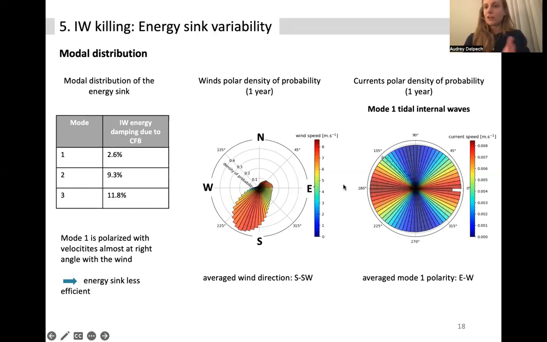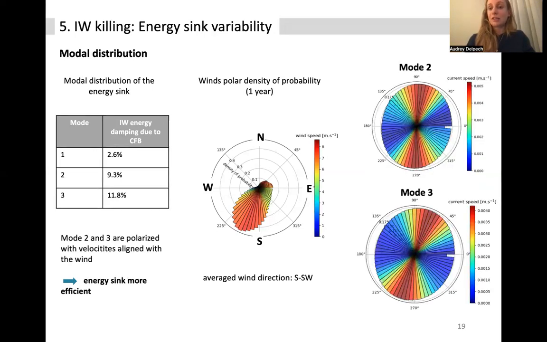So the alignment of the wind and the current associated with mode 1 is not optimal for this energy sink. On the contrary, if we look at the current roses for mode 2 and mode 3, mode 2 is more north-south, and mode 3 is really northeast-southwest, so exactly the same direction as the wind. And so that could explain why mode 2 and mode 3 are more damped, or more affected by this energy sink, than mode 1.